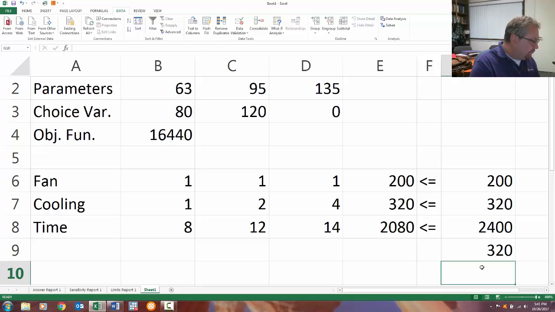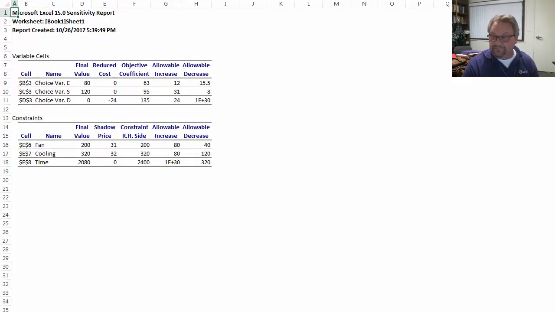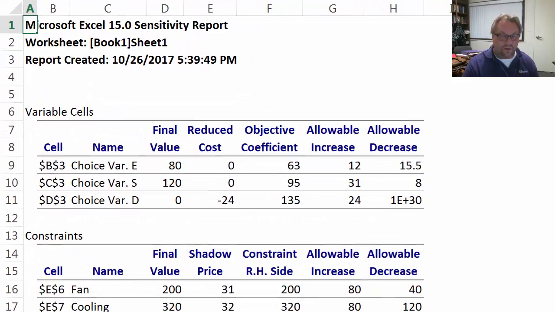Finally, if the profit for the deluxe model were increased to 150 per unit, would the optimal solution change? Use your information. To get that, you want to go to the sensitivity report. If the profit for the deluxe model were increased to 150, here's the deluxe model. Right now, the profit is at 135 per model.